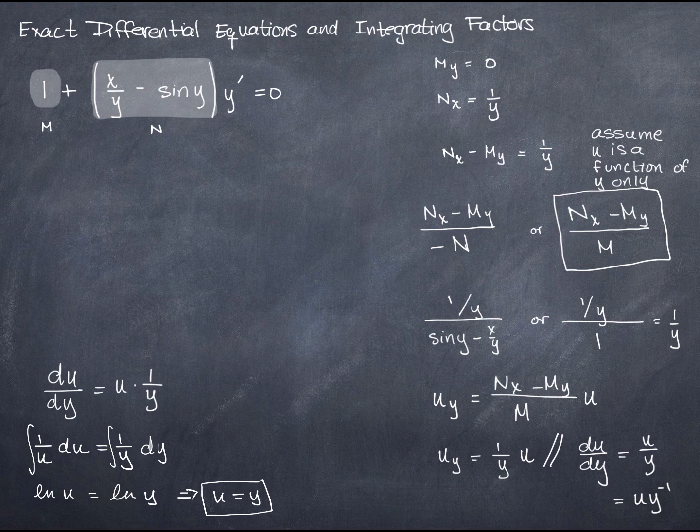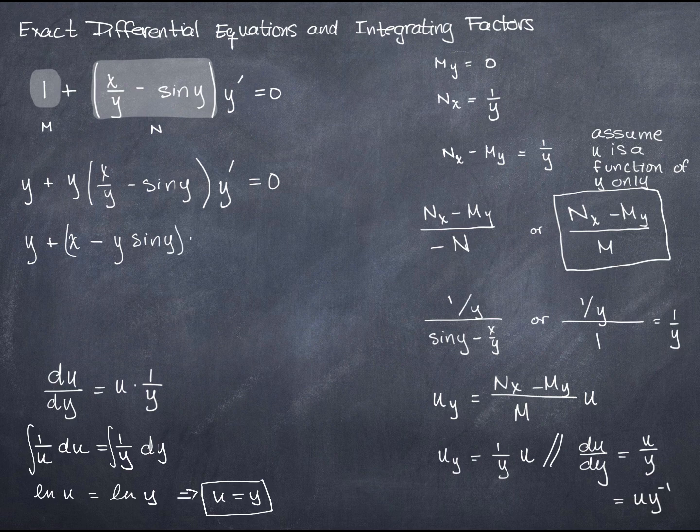That means that I can rewrite this as y times 1 plus y times x over y minus the sine of y times y prime equals 0, and that simplifies to y plus x minus y sine of y, got to keep my parentheses here, y prime equals 0, and that is an exact differential equation. We should probably double check that.